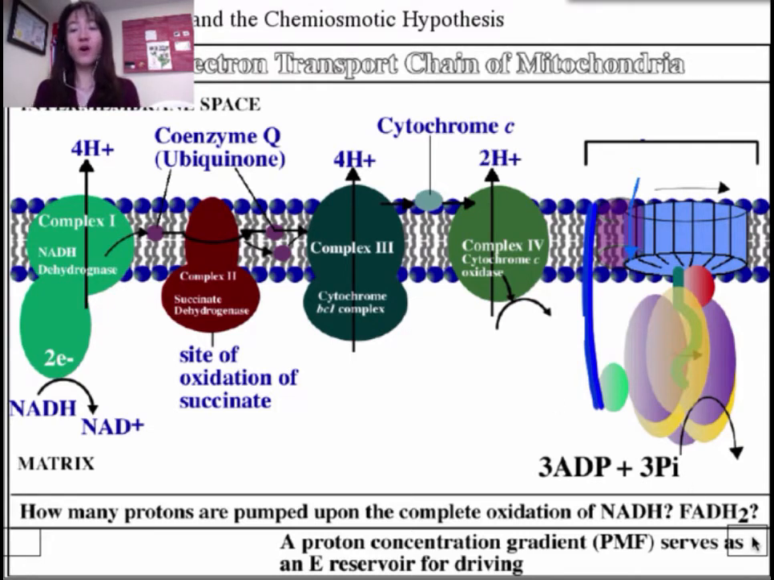And at complex 4, we see more electron transfers in this cytochrome C oxidase complex, and this leads to the pumping of more protons. We know that oxygen binds at complex 4, where it then gets reduced to form water. And here we have it, the final component of aerobic respiration.